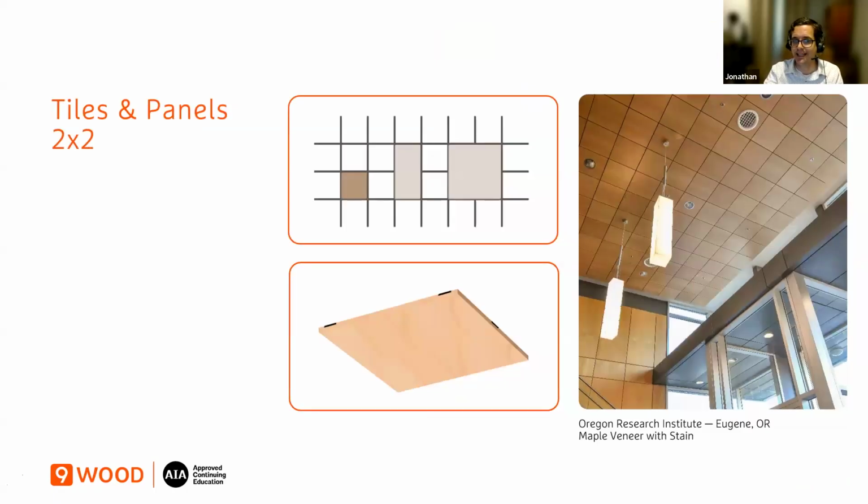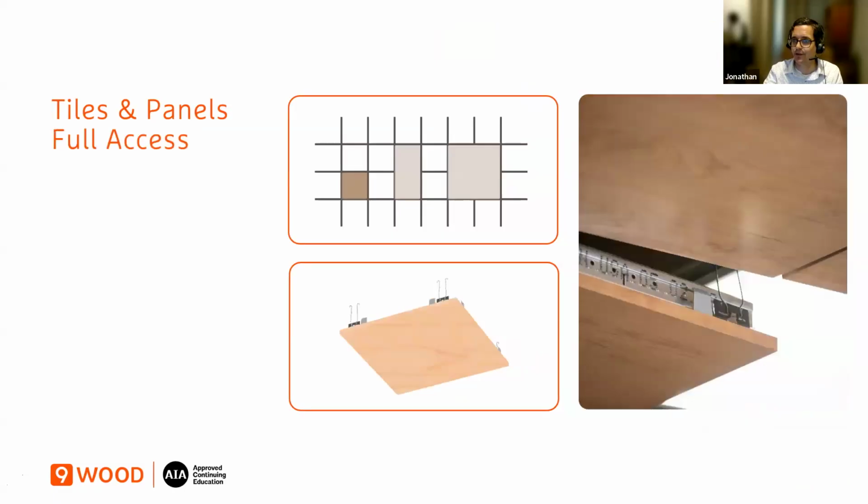And here's a 2x2 lay-in. This is a full access system. It does require additional hardware for seismic, and you've got to have enough plenum space to get it out of there. This is a tension flange system, single person access. It hinges, doesn't touch the ground.